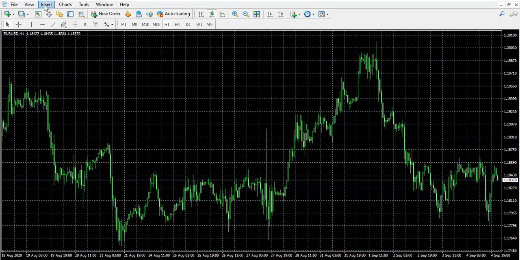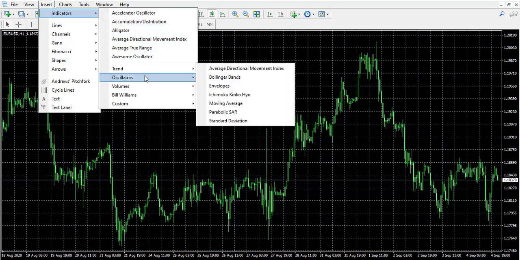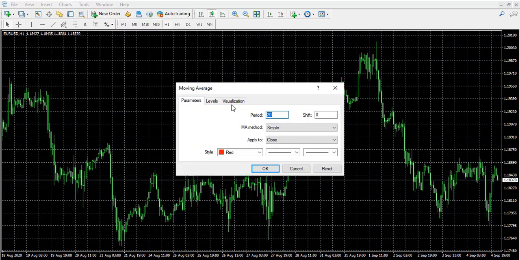So I click on my Insert, then I click on my Indicators, then I click on Trend. Then you're going to see Moving Average here. Yes, this one. I click on it, then wow, my period is already on 20. Make sure in this period box you put it to 20. Then for your MA method, you pick the simple. So pick the simple, apply to, leave it close.